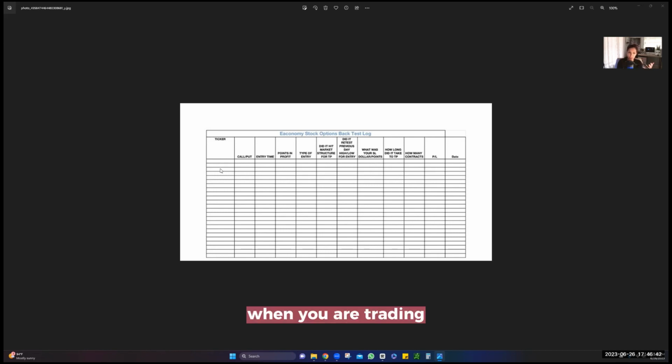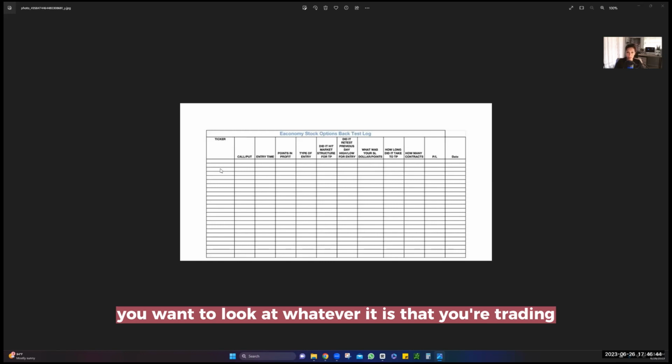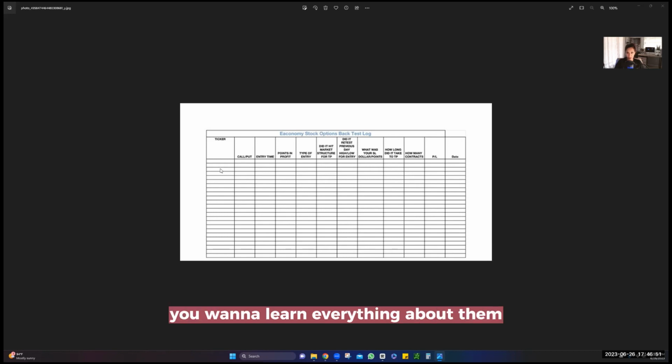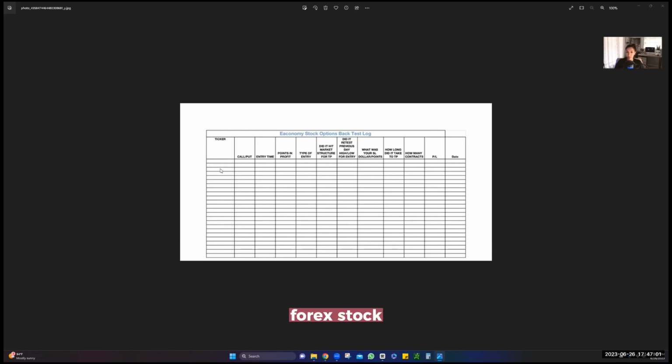When you are trading, you want to look at whatever it is that you're trading as your partner. You want to learn, like when you're first dating, right? That honeymoon phase. You want to learn everything about them. You want to know what they like, what they don't like, just everything, right? When you're dating someone, you try to remember everything. It's going to be the same concept when you're trading Forex, stock options, futures, stocks, whatever it is, you guys. So I want you to treat it like that.